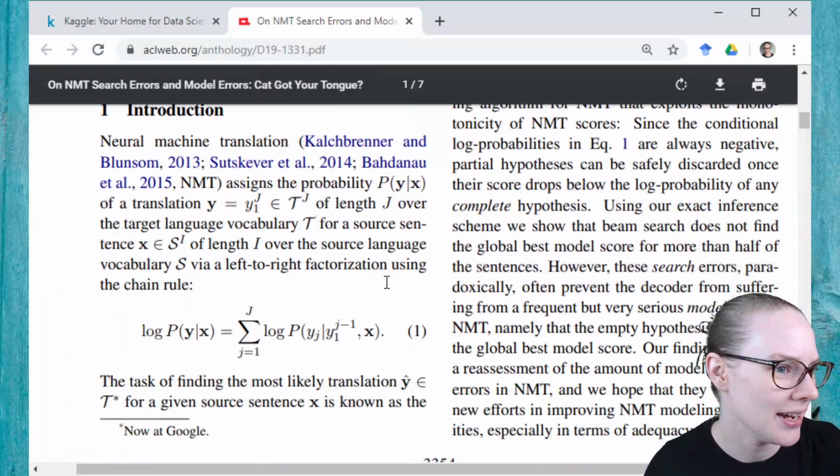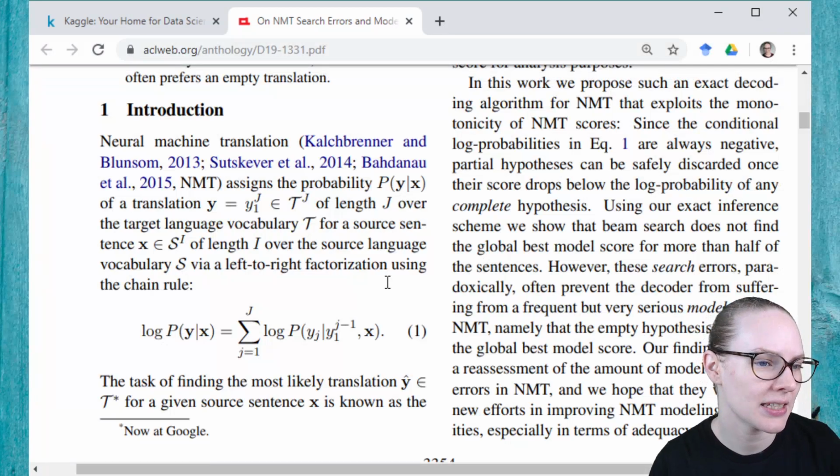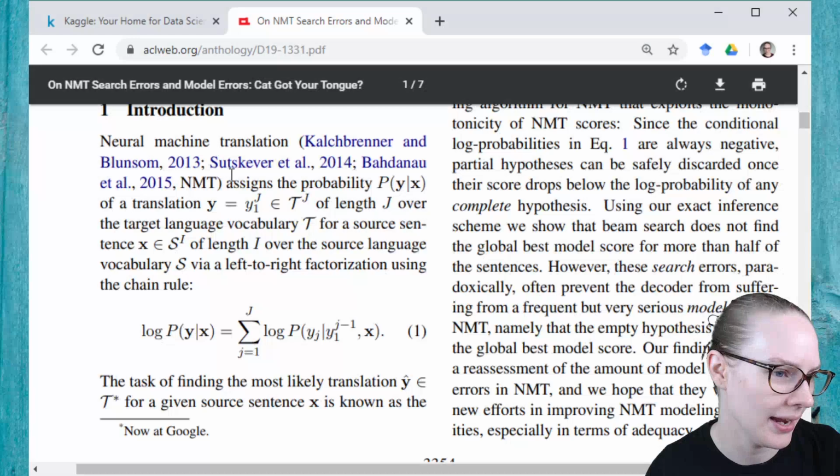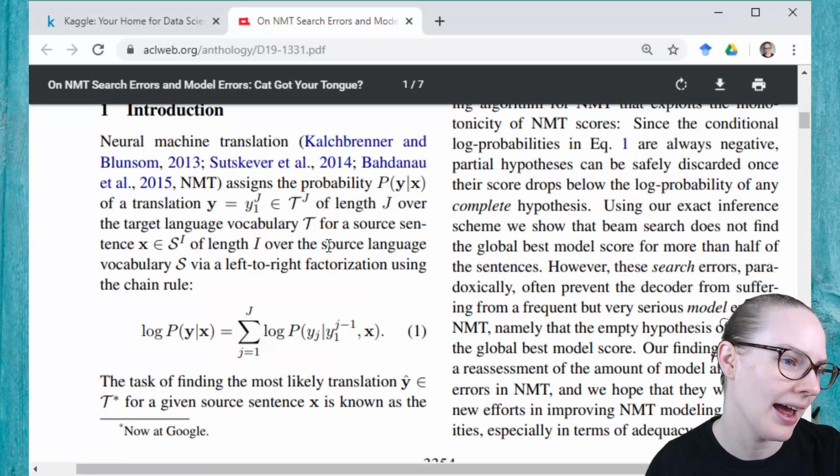All right, introduction. Neural machine translation assigns the probability P of y given x of the translation y = y_1 to y_J, with each y_j in T, of length J over the target language vocabulary T, for a source sentence x = x_1 to x_I, with each x_i in S, of length I over the source language vocabulary S.